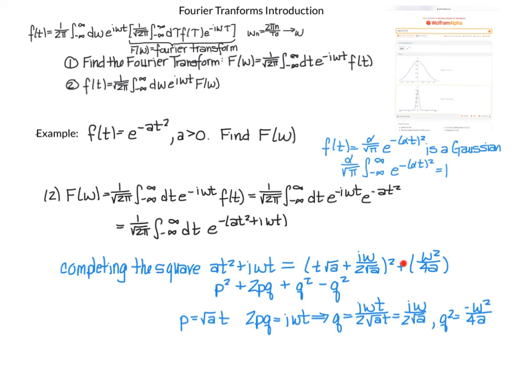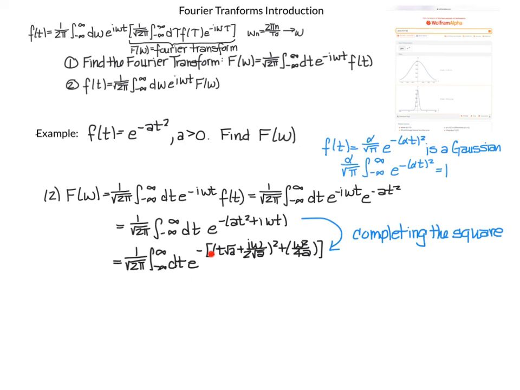Which means finally over here, I can write this as p plus q squared. So p is my square root of a t, my q is my i omega over 2 square root of a, squared, minus my q squared. Since my q squared is negative, that's going to give me a plus, and then my q squared, omega squared over 4a. So I'm going to use that in my integral now. So I have e to the minus, and then I have my t square root of a plus i omega over 2 square root of a, squared, plus omega squared over 4a.